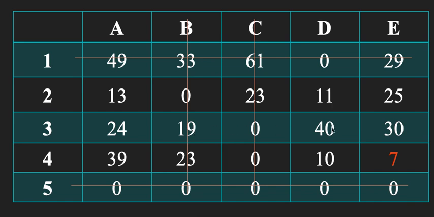Then again we have to deduct here. 40 minus 7 is how much? 40 minus 7 is 33. Then 30 minus 7 is how much? It is 23. Then we have 39 minus 7 is how much? 32.